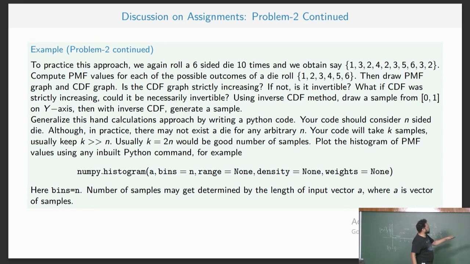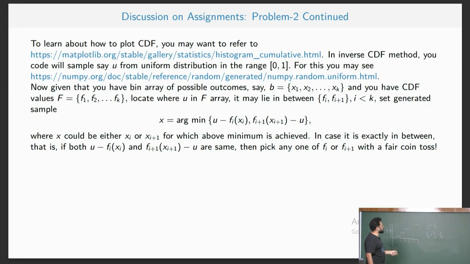In our case here, bin was 6, so here it's n, and it should help you in plotting the histogram PMF values. Then your next step would be CDF values. The CDF will be the first entry, then first entry plus the second entry, then first plus second plus third entry. You may also use the inbuilt functions; there are some examples on how to compute the cumulative PDF.